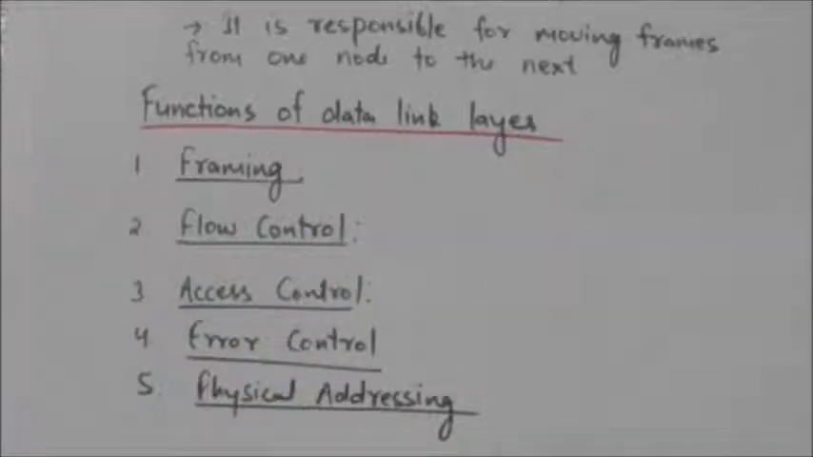Now what happens if the receiver is slower than the sender? In other words, if the rate at which data are produced by the sender is more than the rate at which data are absorbed by the receiver, then the data link layer imposes a flow control mechanism to avoid overwhelming the receiver, right? This is another functionality of the data link layer.